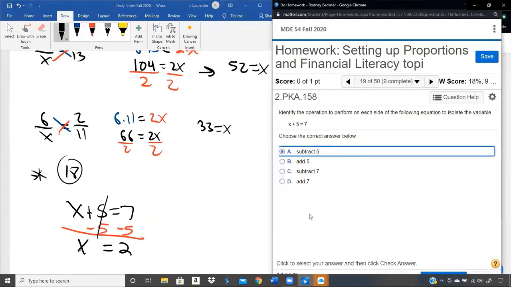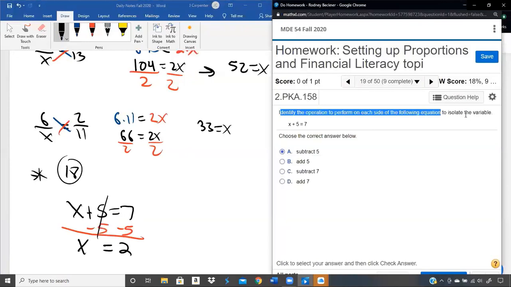Now, you might say, well, it doesn't ask me to write x equals 2 anywhere. That's because the instructions weren't to solve it. Just to identify the operation to perform on each side. That's the red ink. We subtracted 5 on both sides.